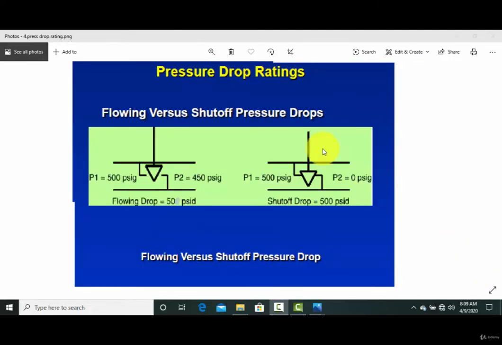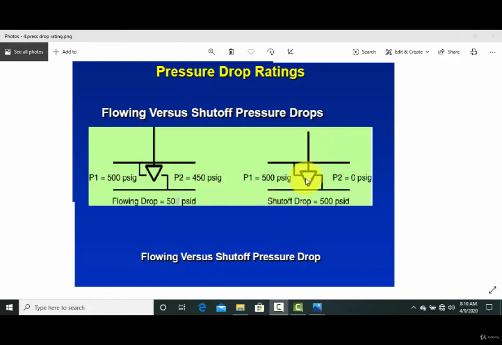Next. Now in this slide we will see how the pressure drops are. Pressure drop is there in flowing conditions and shut-off conditions. This is a flowing condition. Flow may be anywhere between 0 to 100%. Inlet pressure is 500 psig, P2 maybe 450. Flowing pressure drop is 50 psid. This is the difference between these two. This is a normal example for flowing conditions. This also varies depending on the valve opening and the amount of flow passing through the valve.